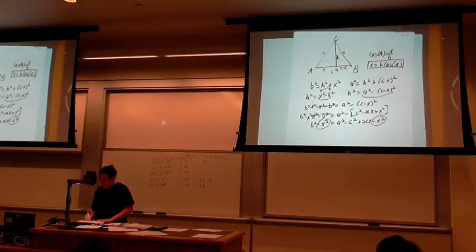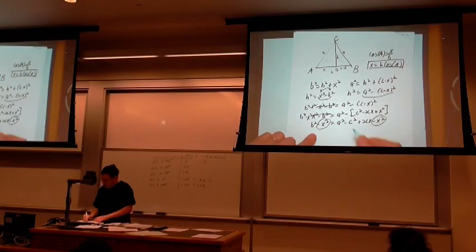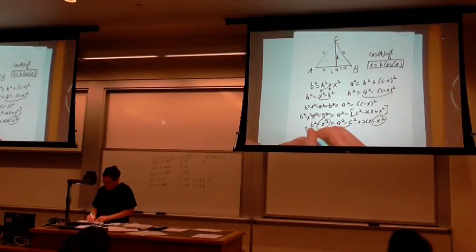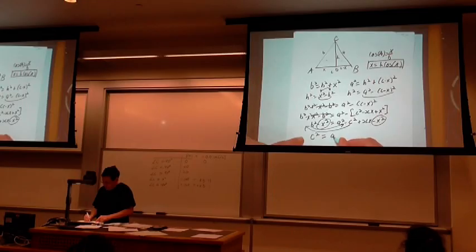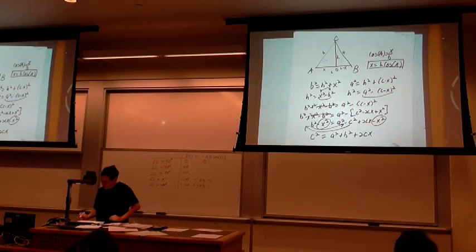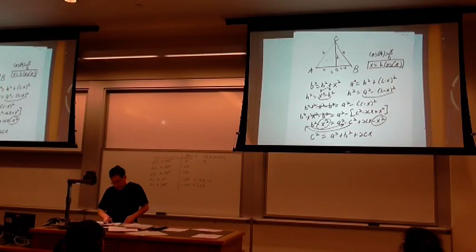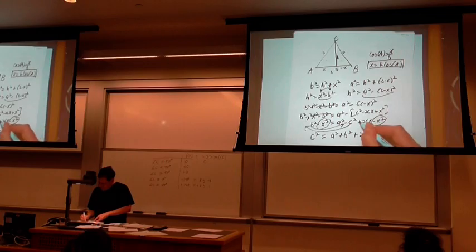So let's rearrange this a little. I'm going to put c squared over on this side and b squared over on this side, and I'm going to get c squared equals a squared plus b squared plus 2cx. Except it should be minus. Minus, thank you.